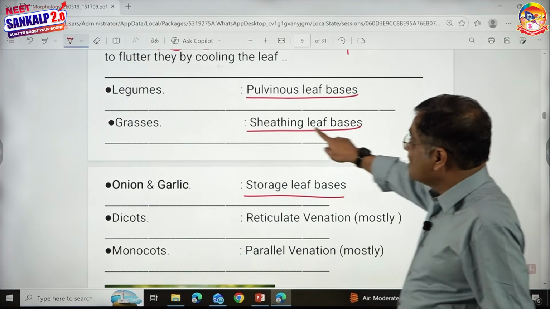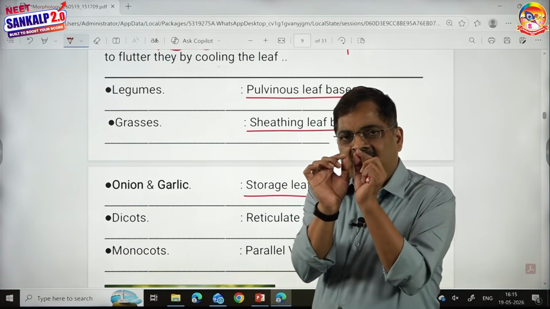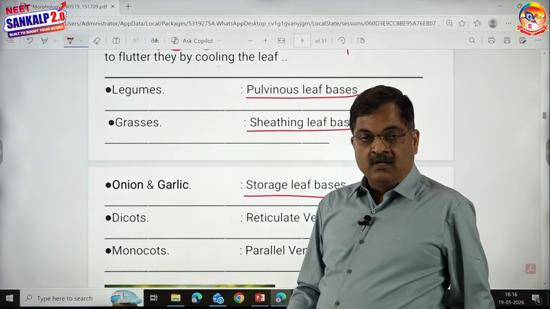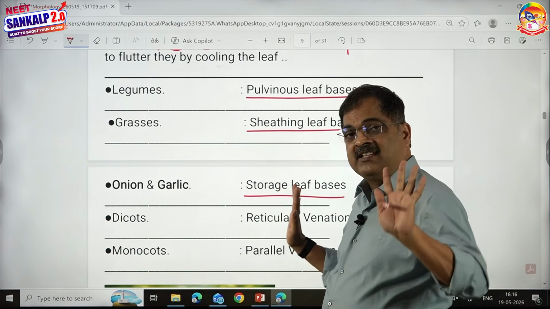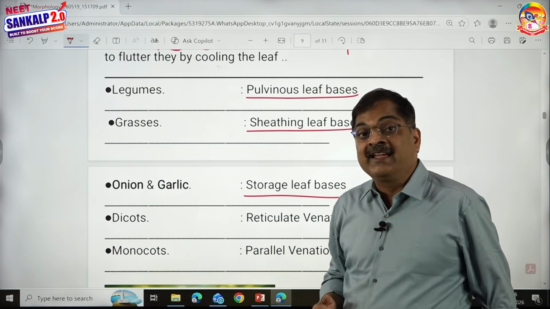All right. Next is legumes. Legume shows pulvinous leaf base. Means the leaf base is slightly swollen. It helps in sleeping movements. All right. Not that much more than this is needed. Just remember, it helps in sleeping movements. Then grasses. Grasses show sheathing leaf bases.